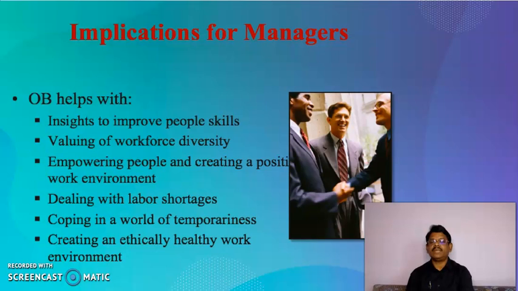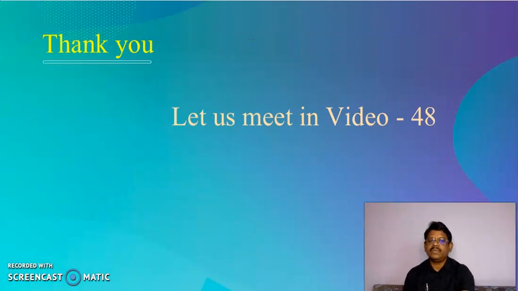Then at the same time, creating an ethically healthy working environment, without affecting any individual's beliefs and systems. Organizations are supposed to develop a common ethicality and a healthy work environment in the organization, so that people will find comfort and work for the organization, so that the organization's objectives will be achieved. In this direction, you can see the goals, challenges and implications for managers. These are the things at the second level we need to understand.